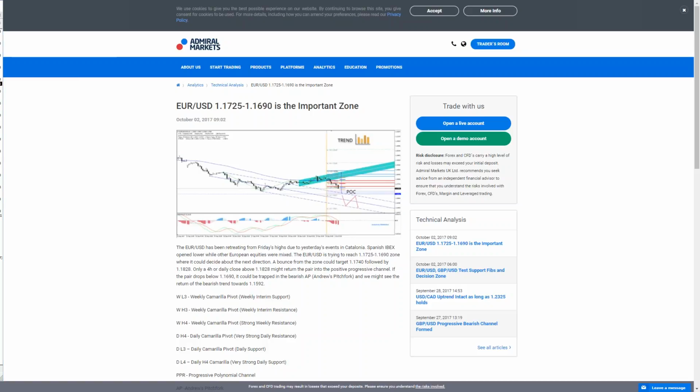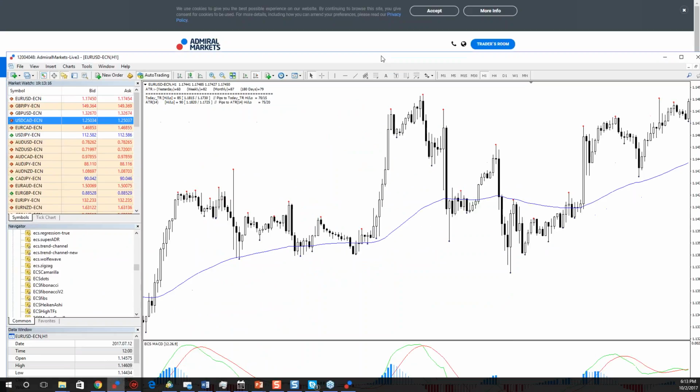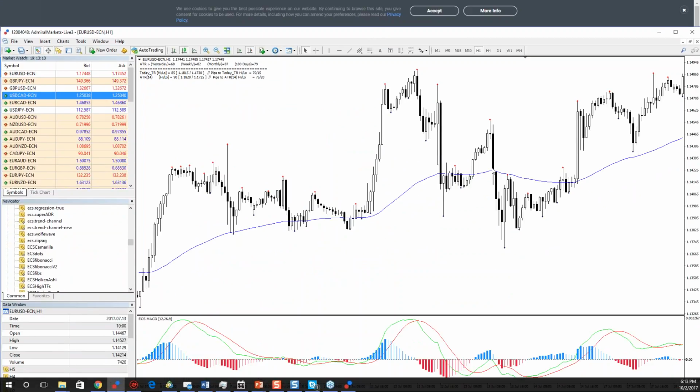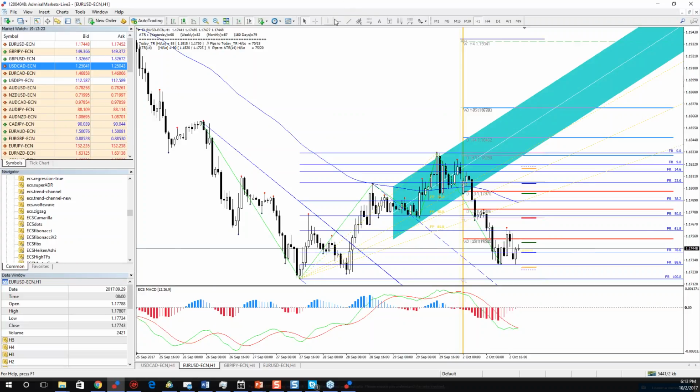So here I will show you where the price actually rejected. Here. The price came within the zone, guys, here. I said 1725, 1690. It's 7030, it's 88.6 fib here, you can see. So it was very, very good trade.